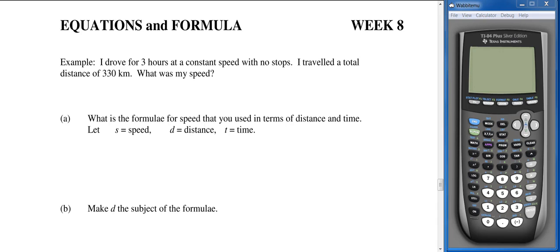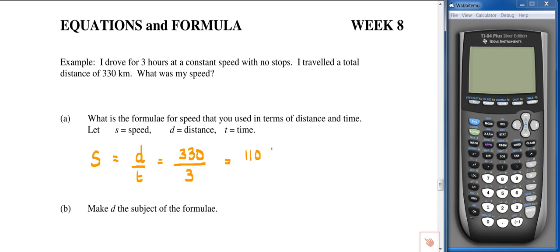Well, most of you would be able to tell me, well, it's 110 kilometres per hour. What you're actually using is a formula for speed. If we let s equal speed, then speed is equal to distance divided by time. And if we put in our 330 kilometres for distance and 3 hours for time, then we complete the division and we'll have 110.